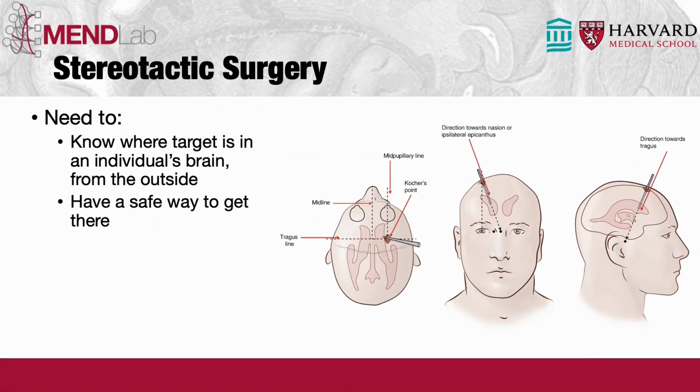And this is the crux of stereotactic surgery. So we need to know where a target is in an individual's brain from the outside, and everyone's brain is a little different, so you need to adapt to those idiosyncrasies. And then we need a safe way to get there.